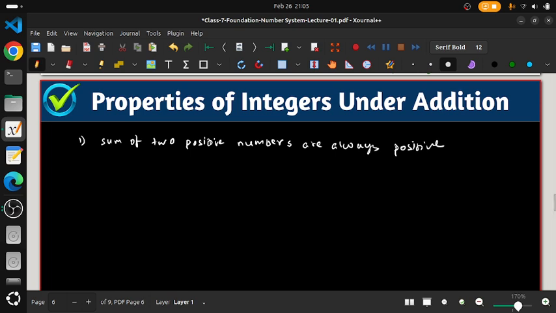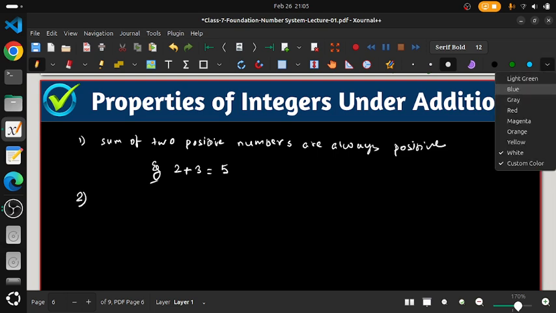The sum of two positive numbers will always be positive. If we add 2 plus 3, we get 5, which is positive. You can take any example. Now, if I talk about the sum of two negative numbers, will it always be positive or negative? Let us see that by using an example.